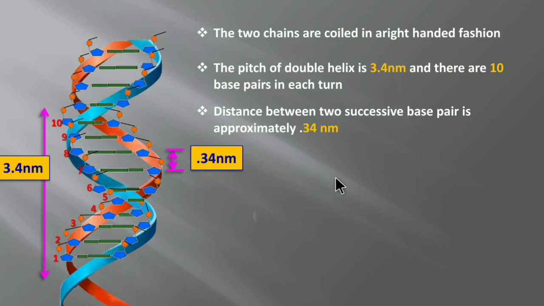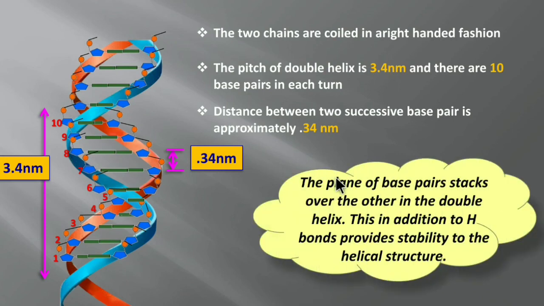And we'll move on to the last one. The planes of the base pairs stack over one another in the double helix, which, in addition to hydrogen bonds, provides stability to the double helical structure. So these are the five characteristic features, or salient features, of the double helix structure of DNA.